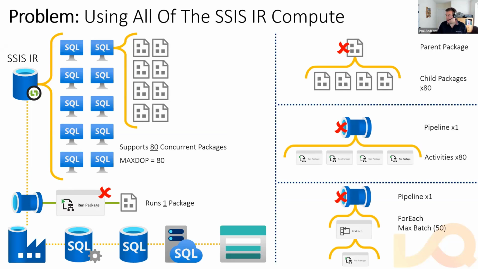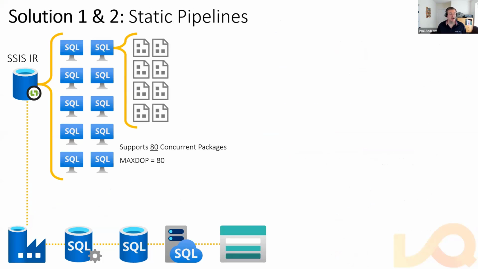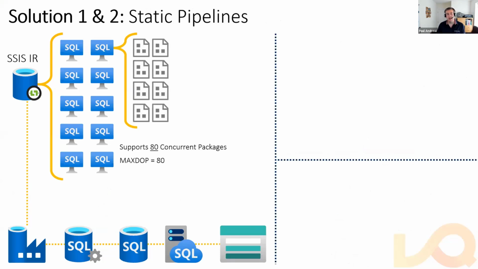You could say, well, okay, Paul, we've looked at the for each activity. We could use that instead. Yes, but as I've perhaps already shown you on the previous slide, you're then only going to be able to run 50 packages at once. So that's also a problem. Again, we're thinking about scaling out our execution, and those patterns aren't going to work. Let's think about some possible solutions that might.